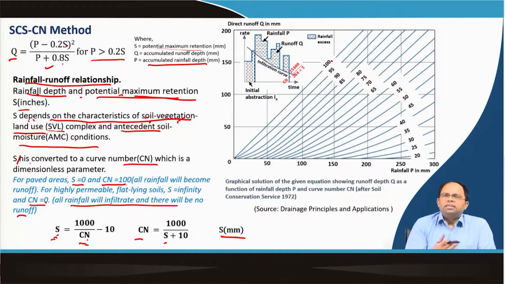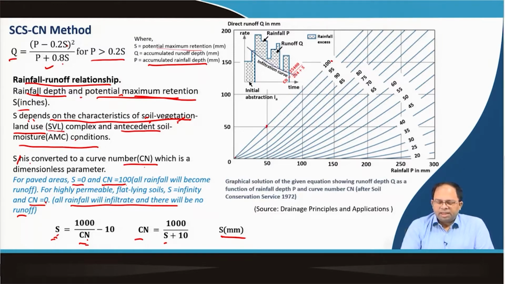So, this is how the SCS-CN method works. Now, the next thing is, how do I determine this CN value? This CN value is given like this, and from the CN curve, you can see along that particular curve. Suppose I take this value of 100.